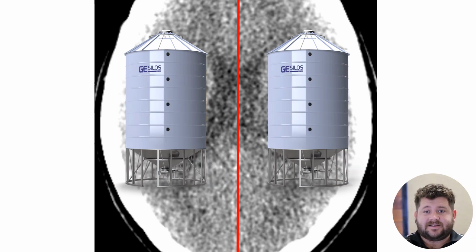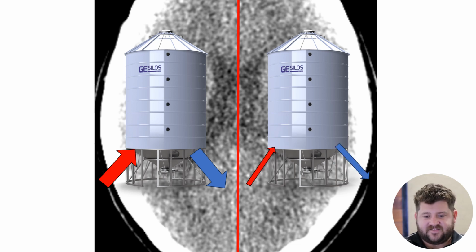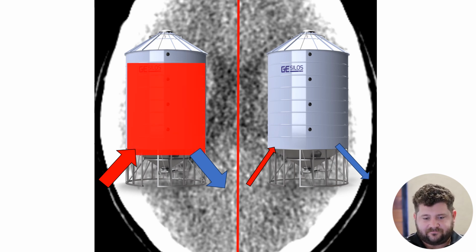Okay, so let's start by taking a look at our two empty tanks. For this sake, our left side is going to be our healthy tissue, and our right side is going to be our core tissue. So let's start by looking at the blood flow of our normal tank. So notice on the other side that our tank is filling at a much slower rate. So this would be classified as decreased blood flow.